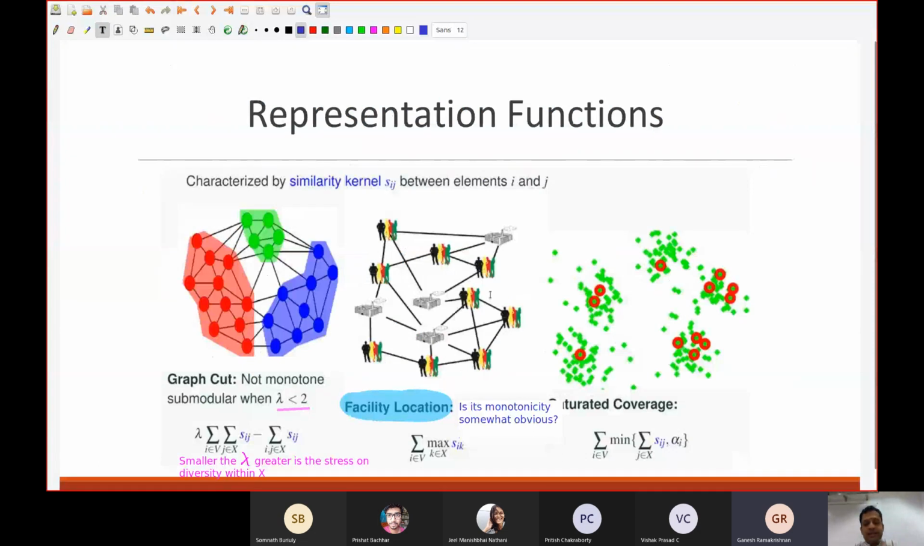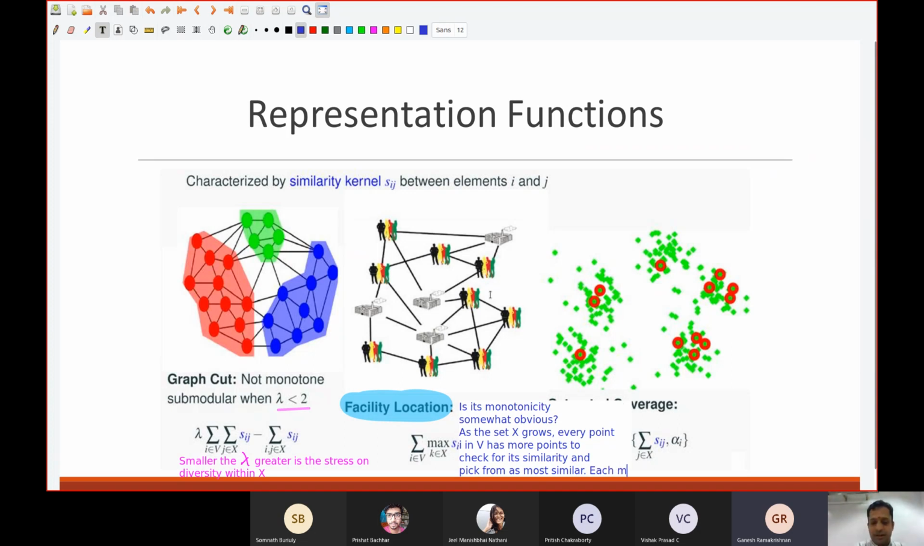So as the set X grows, every point i in V has more points to choose from. So the max can only grow, right? Every point i in V has more points to check for its similarity and pick from as most similar. It's only growing. So therefore, there's no reason why it should shrink. The similarity max value will only increase.